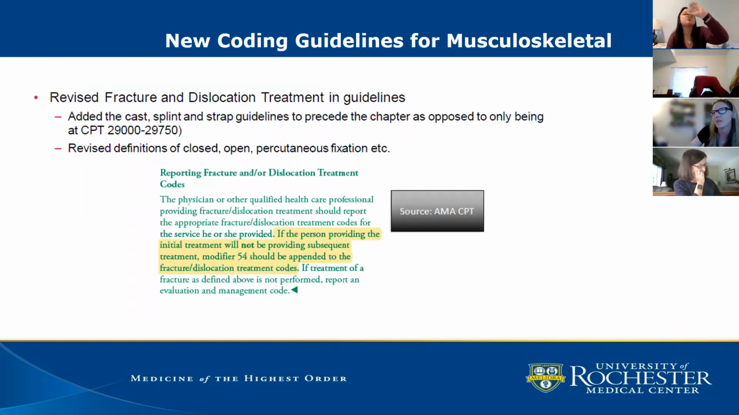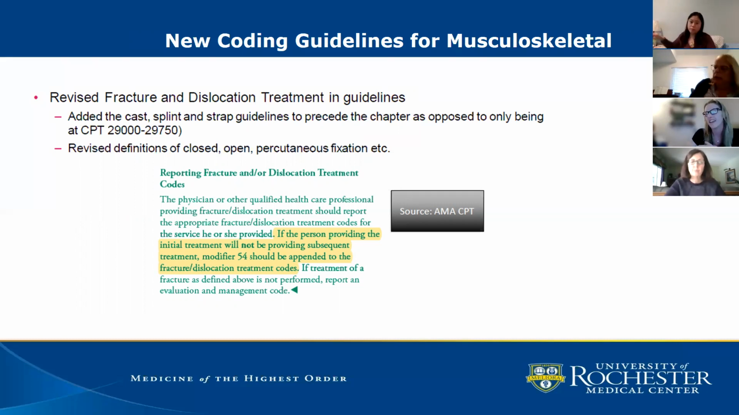Next, coding guidelines for the musculoskeletal system. They did a few things here. They revised the treatment guidelines. As far as the fracture treatment guidelines, they basically updated to indicate how the codes are structured. The codes will be structured basically by the type of the treatment and then the type of the stabilization, and not necessarily the fracture itself.